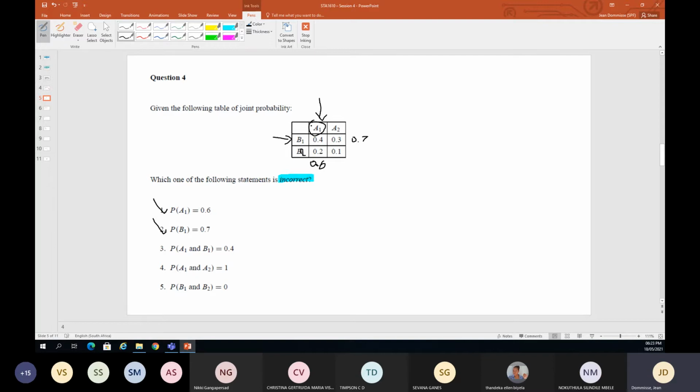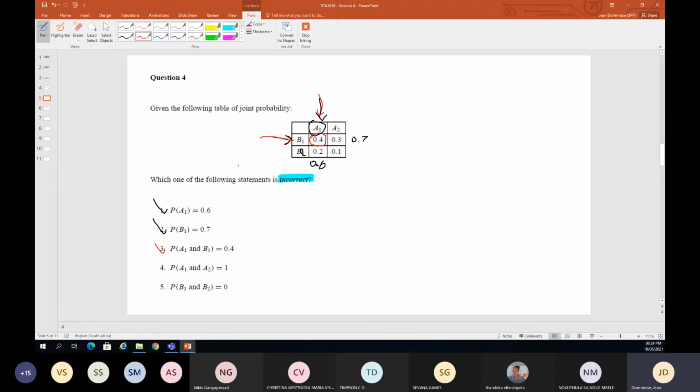What is nice about this type of question, the same as in this table, is if I ask you A1 and B1, then it is basically A1, B1, where does it cross? At 0.4. So A1 and B1 should be 0.4, which is correct. So here you didn't need to work out anything else when using what is in the table. You didn't need to work out the extra probability because it was worked out already for you.